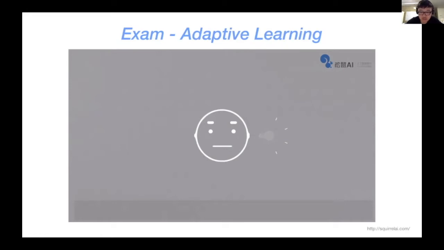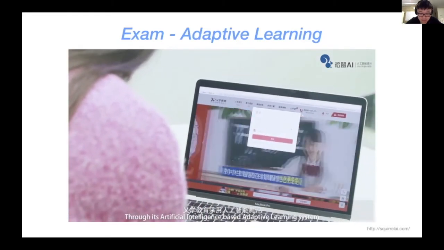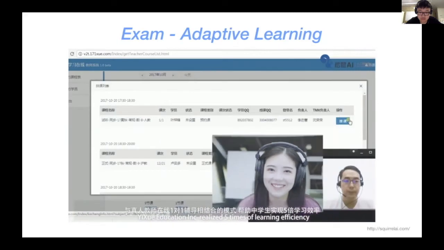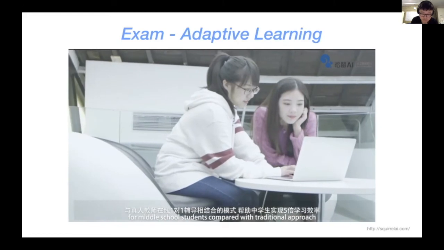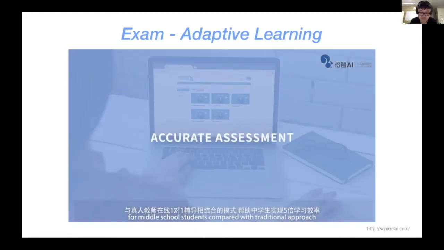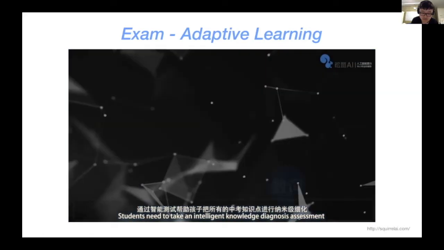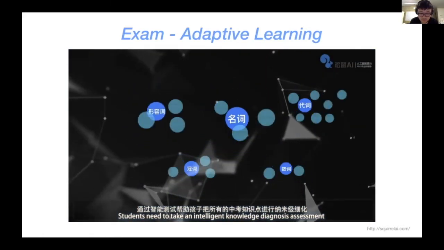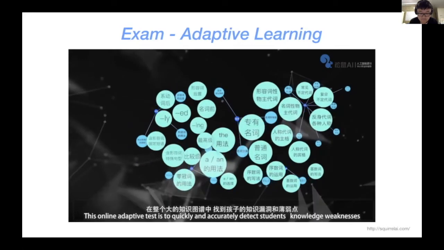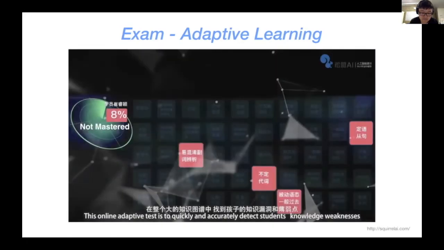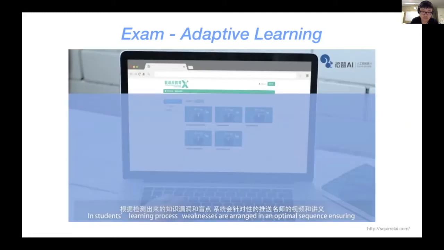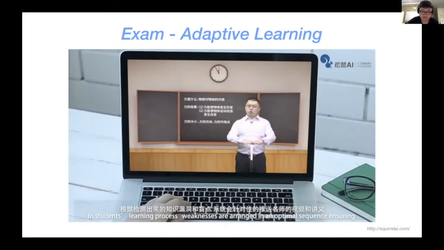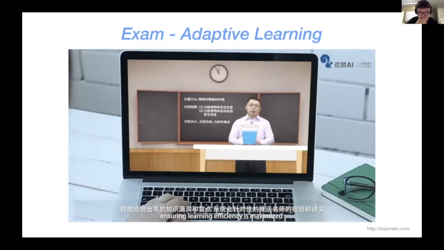And here is what they do. There is an artificial intelligence based adaptive learning system. Yixue Education Inc. realized 5 times the learning efficiency for middle school students compared with the traditional approach. Students need to take an intelligent knowledge diagnosis assessment at the beginning of studying. This online adaptive test is to quickly and accurately detect students' knowledge weaknesses. In students' learning process, weaknesses are arranged in an optimal sequence, ensuring learning efficiency is maximized.